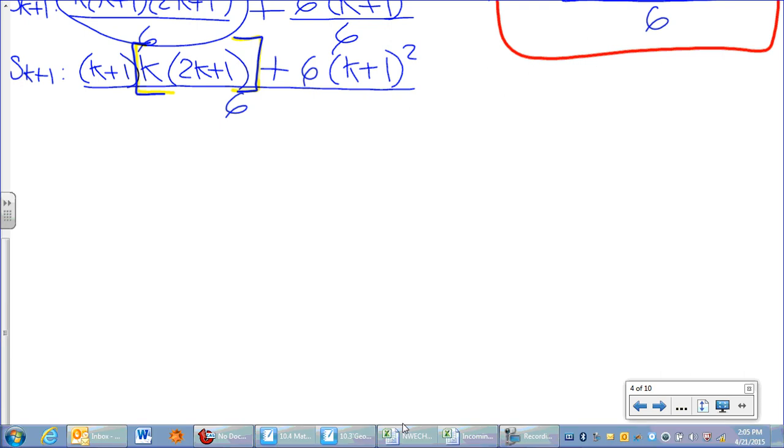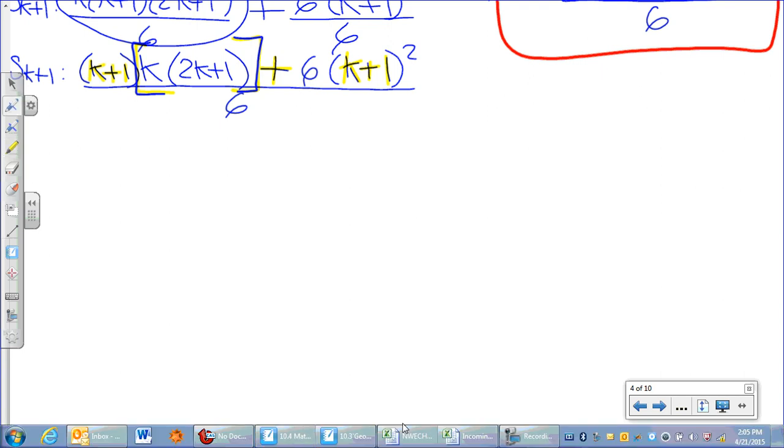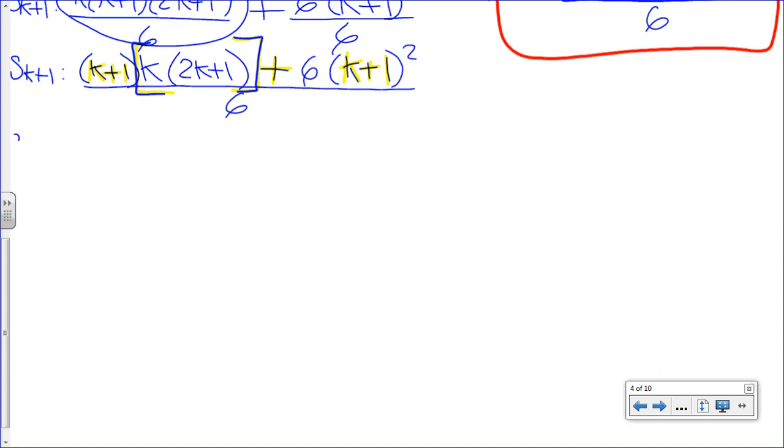So what I'm going to do now, I don't know if you guys can tell, but both terms, and I call them terms because they're separated by this plus sign, okay? Both terms contain the factor k plus 1. Yes, can we all see that? Yes, they have k plus 1. So my step is going to be to factor k plus 1 out.